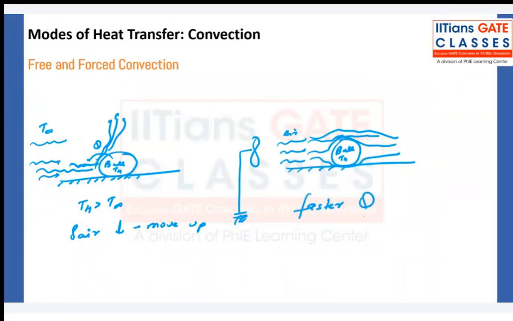Okay. Free convection has a slower heat transfer rate. Heat is removed very slowly in free convection. In forced convection, heat transfer takes place by convection at a very fast rate. Okay? Is it clear?